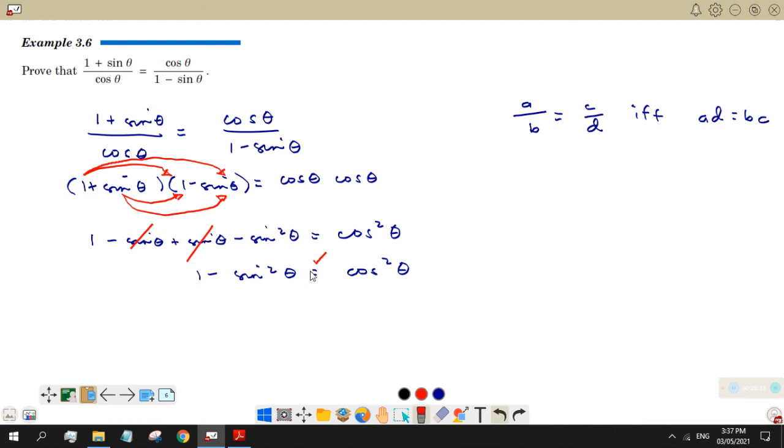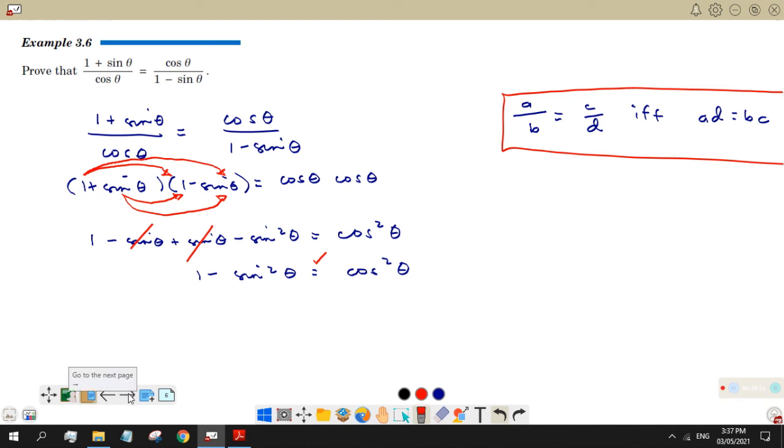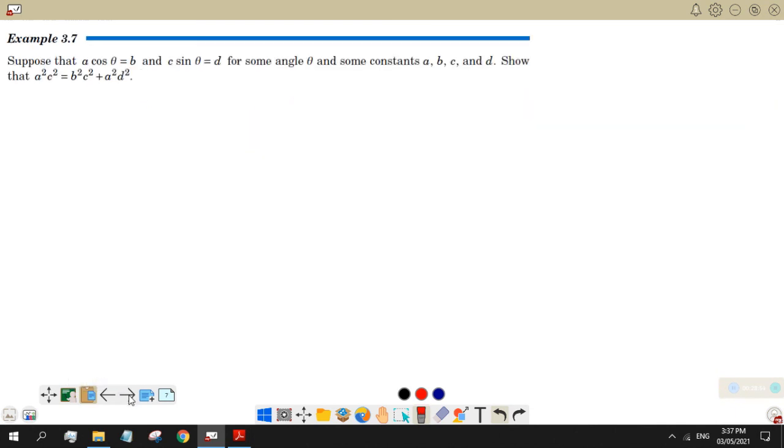But, iba yung naging technique natin. Instead of manipulating one of the sides, we made use of both sides and applied the property of equivalent fractions. Okay? Okay. Ayan, dito na tayo sa last one.